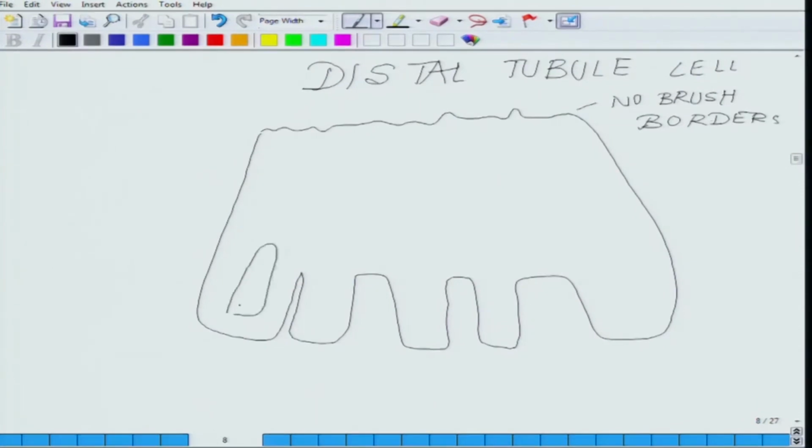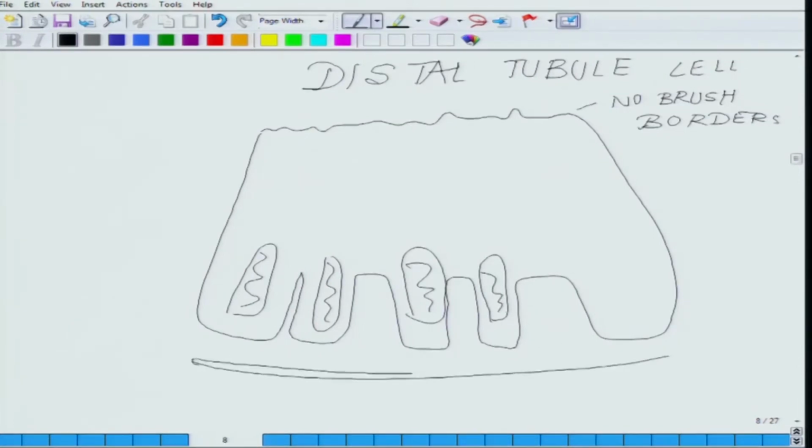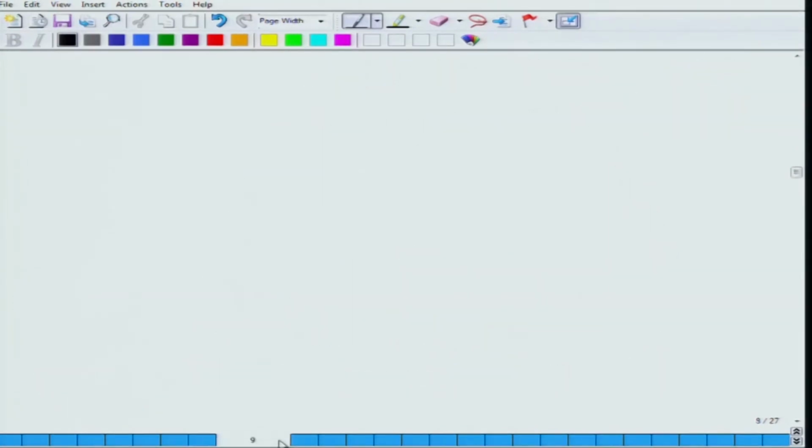And you have of course the mitochondria sitting here like this all along the place, and you have the basal membrane. This is the basal membrane. These, MT stands for mitochondria, and these cells are without the brush border. And then there is the third kind of cells which are present in the loop of Henle.